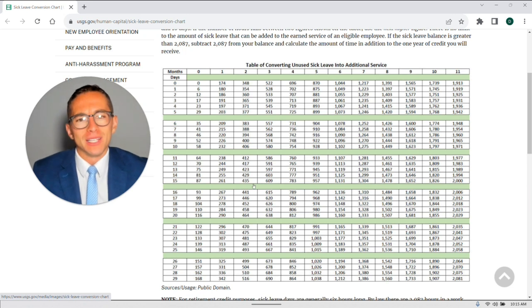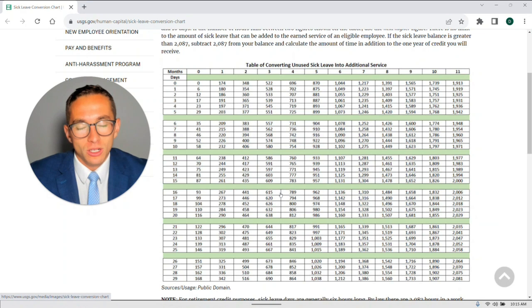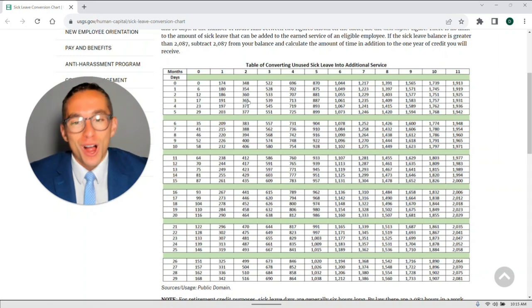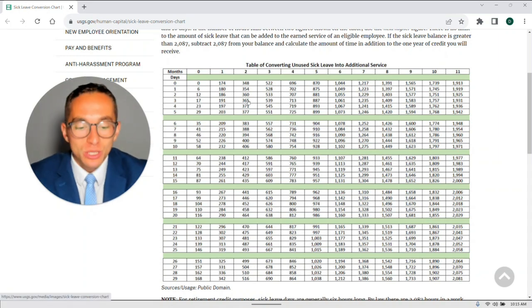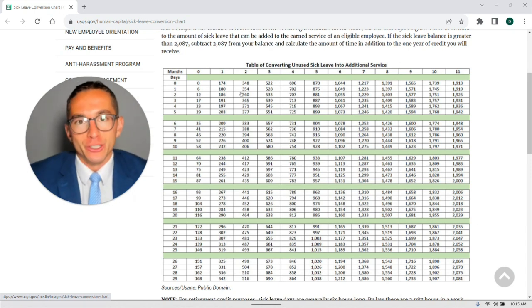So I hope that's helpful. Again, if you want access to this chart, just Google sick leave conversion chart. It's going to be one of the top hits. This is not my website. This is a government website. You can check it out, and it'll walk you through figuring out how much your unused sick leave will actually increase your service time to increase your pension in retirement.